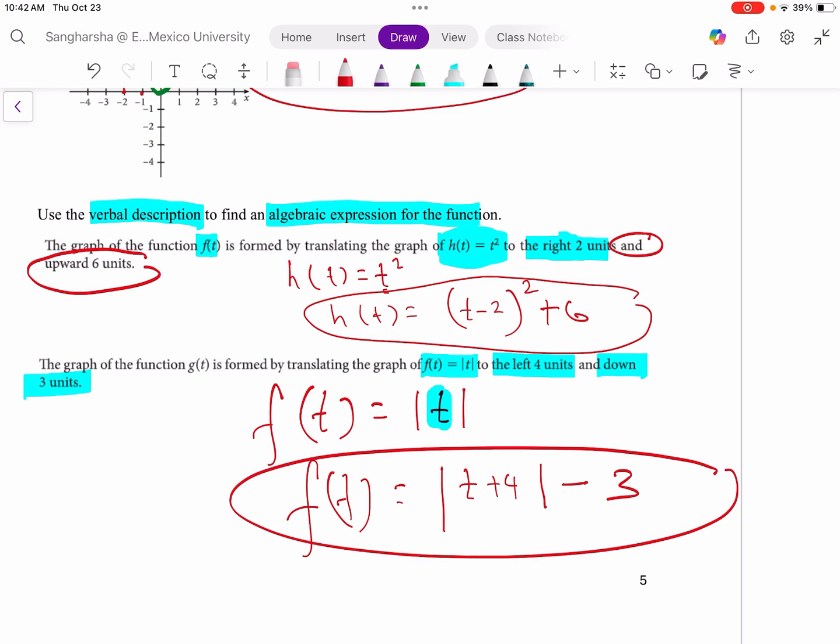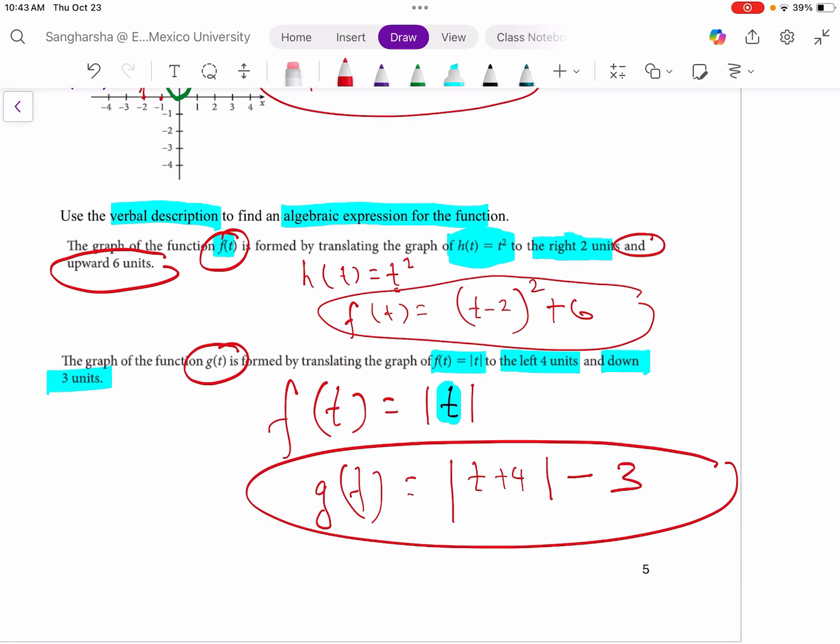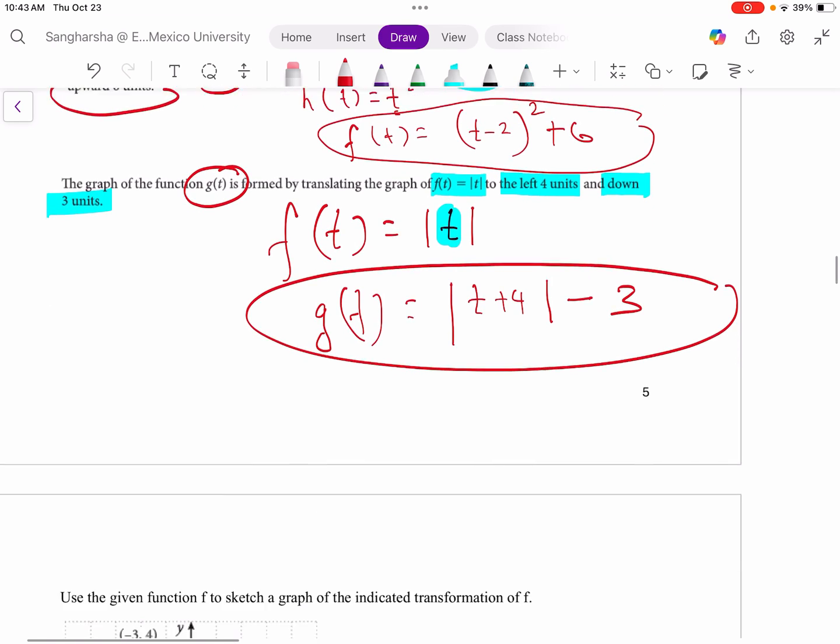The final answer has been given a name, g of t. So instead of f, we have g of t. But it's okay, you can have any name here. That's not a problem. Since the final graph is g of t, and here the final graph is f of t, instead of h, let's write down f. But both of these are correct. So here the key is the transformation. You do not need to memorize, but you should know how to use this transformation.